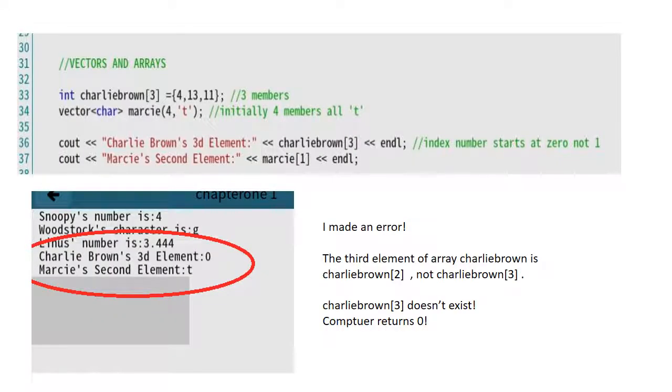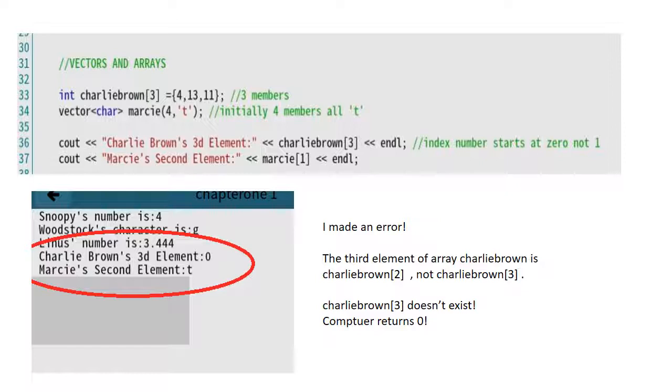Okay, so let's print out. We declared Charlie Brown and we declared Marcy. Charlie Brown, the array, has three values, and I made an error here. And so it's a nice instructive error, and so I left it in. Charlie Brown has 3 members. The first one has the index number 0. The second one has the index number 1, and the third one, the numeral 11, has index number 2.